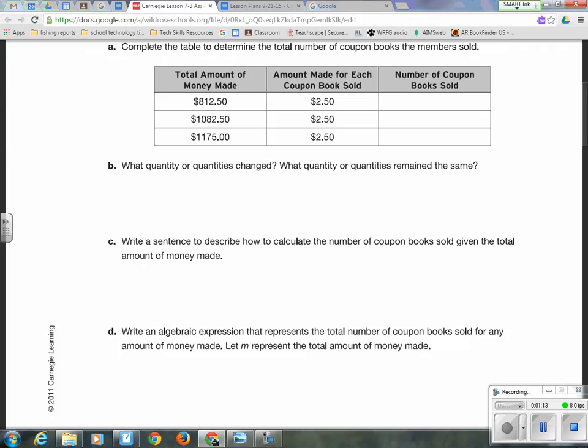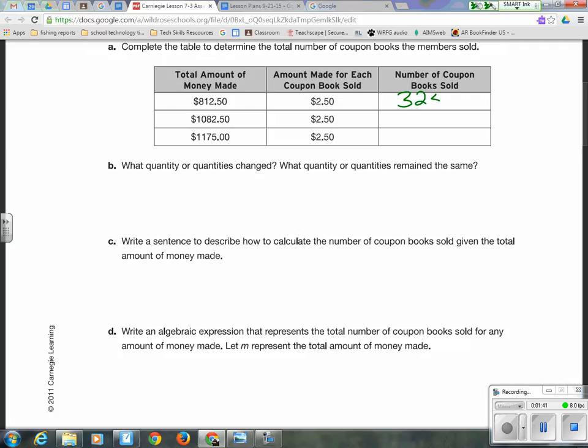Let's figure out how many coupon books did they sell if they made a total of $812.50? Come on, use your calculators. What do we got? Someone give me a number. What do you got? 325, does that sound right? Does everybody agree with that? Find that?